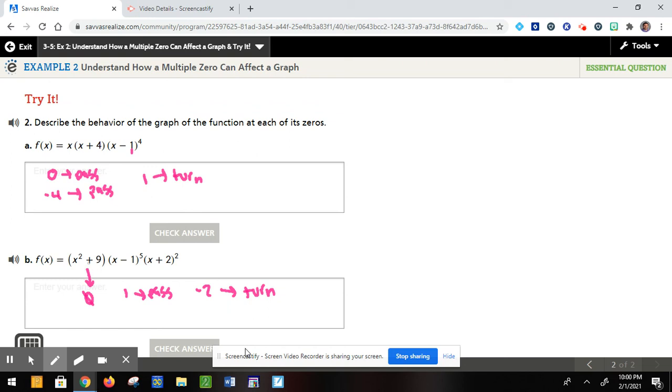Looking at part B, x squared plus 9, you're not going to get any zeros out of that. So the question's kind of moot there. x minus 1 has an exponent of 5, so the zero of 1 will pass through because 5 is odd. x plus 2 gets you a zero of negative 2. It has an exponent of 2, so it will stop and turn around.